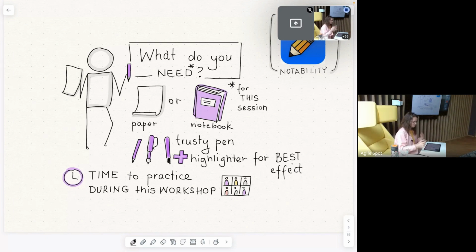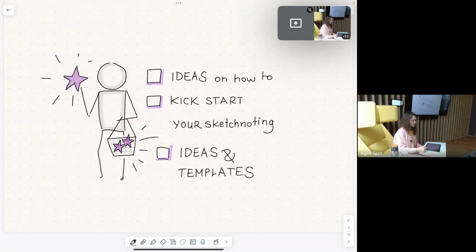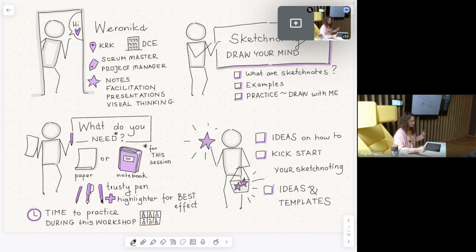There's going to be practice time, and a lot of ideas on how to start, and some templates. I'm going to share the PDF or the JPGs overview later on, so you can use it as a reference. That's how I was using it. So here, everything together, kind of.